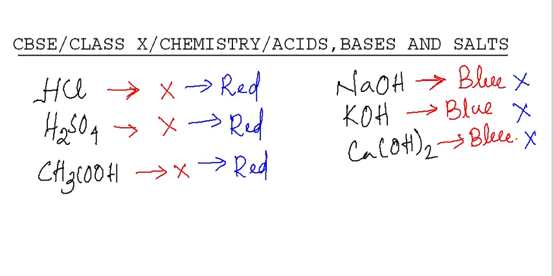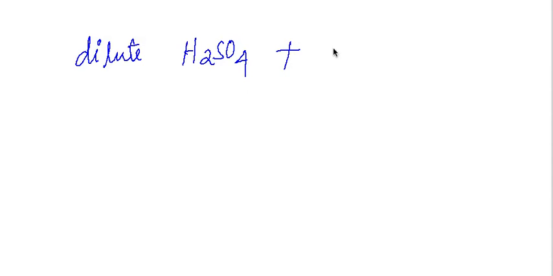Now let's see what are the chemical reactions shown by these acids and bases. Let's take an example. In a test tube, let's take some dilute sulfuric acid, dilute H2SO4, that is sulfuric acid, and then we'll add few pieces of zinc into it. Now in the first case, what do we observe? We observe that some bubbles are coming out.